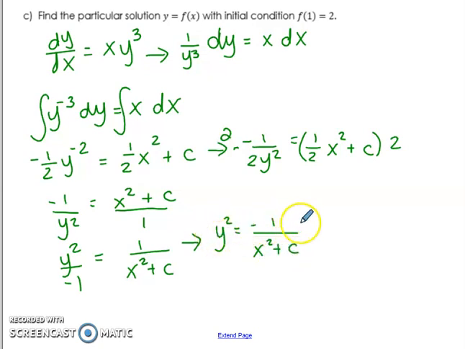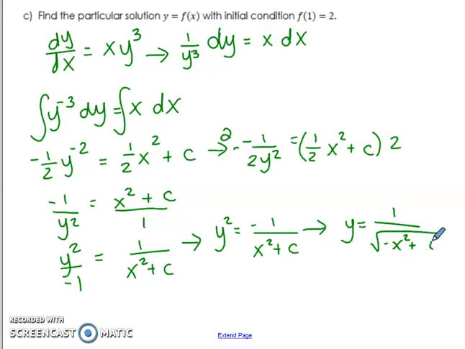And then I need to get y by itself, so I have to take the square root. So I'm going to get y is equal to, when I take the square root, I'm going to make the negative go in the bottom, so I can make this like the square root of 1, which is just 1. And then on the bottom, I have the square root of negative x squared plus c.